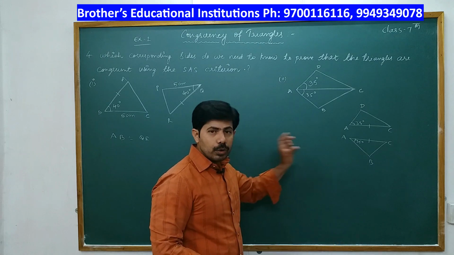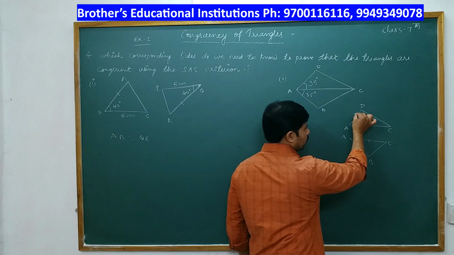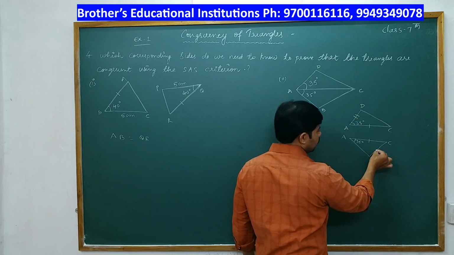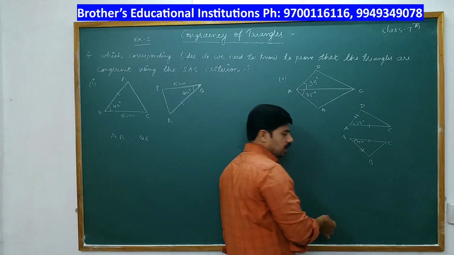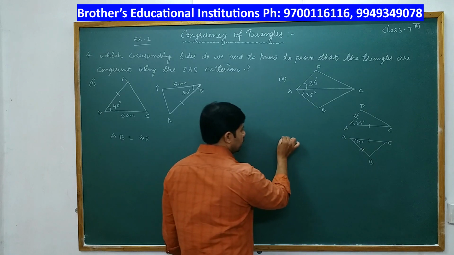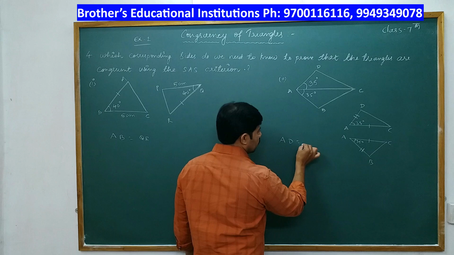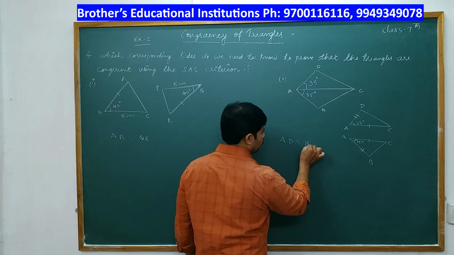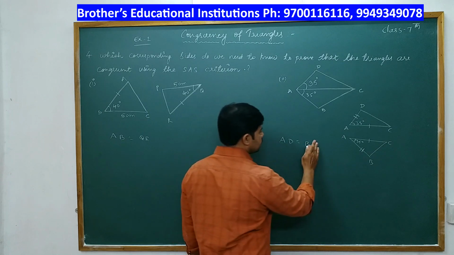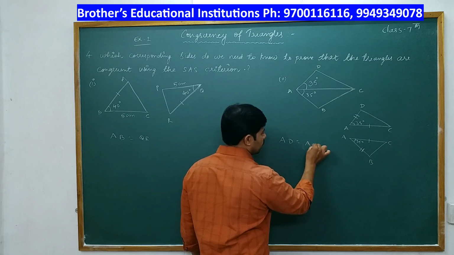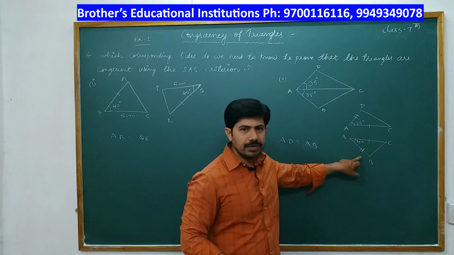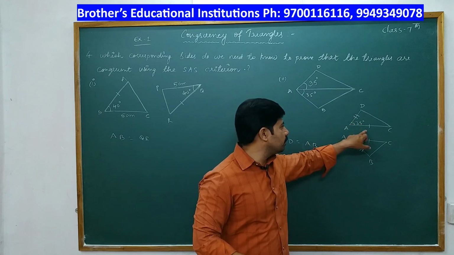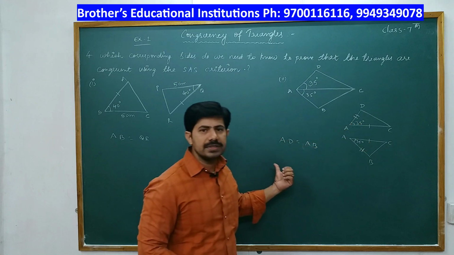Angle should be included between the two sides, so it is AD is equal to AB. It is AD because the angle should be included between the sides, so we need to take AD is equal to AB, right? See, AD is equal to AB, then this angle is included between the two sides, so AD is equal to AB is the result.